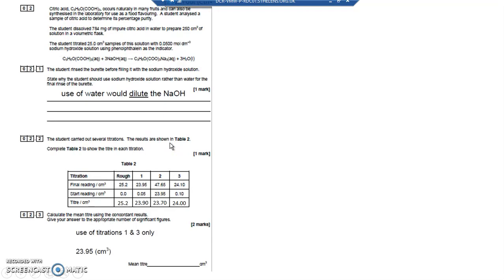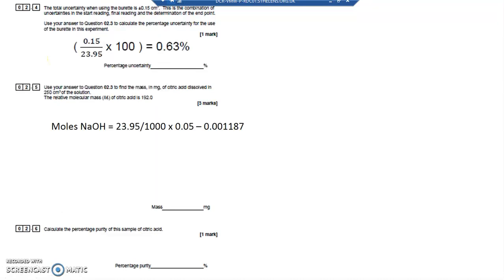If I refer back to my equation, I've got the number of moles of sodium hydroxide, which is this. 1 mole of the acid reacts with 3 moles of sodium hydroxide, 1 to 3. So if I divide the number of moles of sodium hydroxide by 3, it will give me the number of moles of the acid. So I take that 0.001187 and divide by 3.